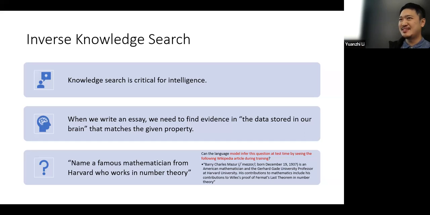And can a language model perform this operation or not? For example, when it reads a Wikipedia article that talks about a famous mathematician at Harvard who studied number theory, can it actually answer the question, name a mathematician at Harvard who works in number theory, just by recalling this article and extracting the name? So can language models act as a database or not?